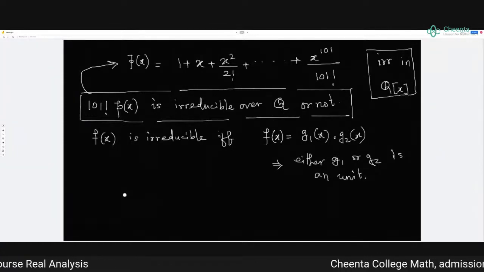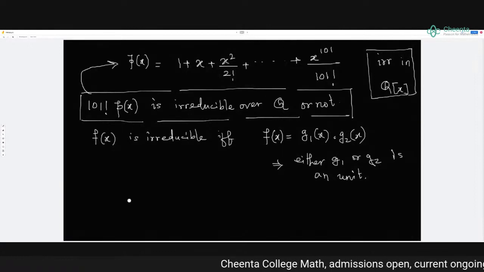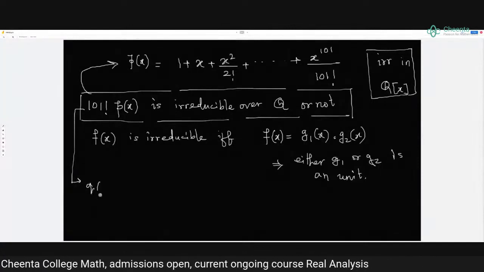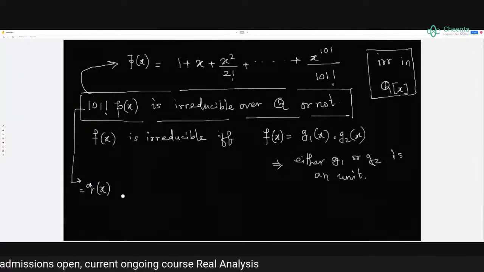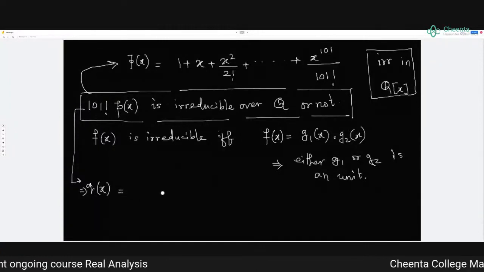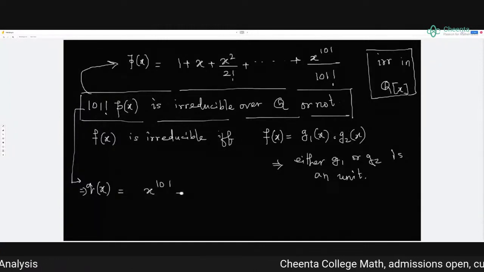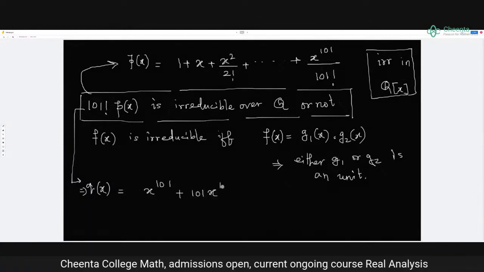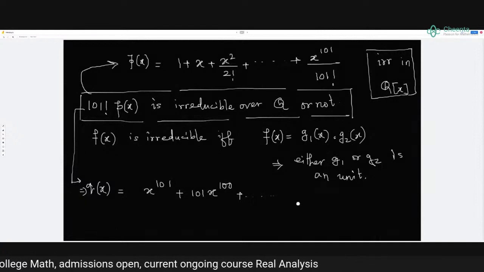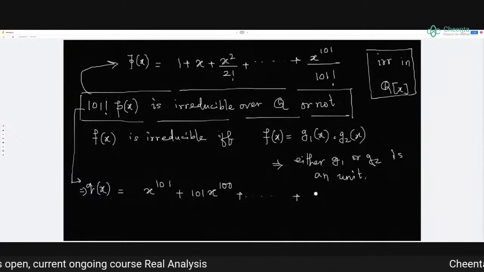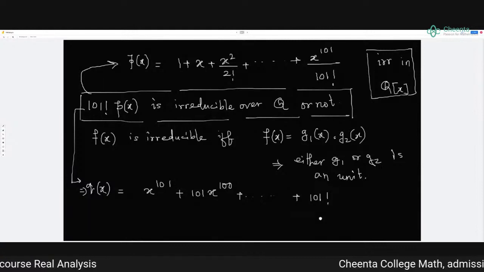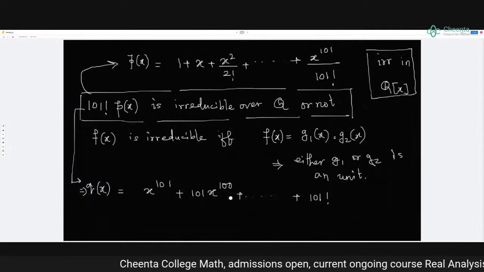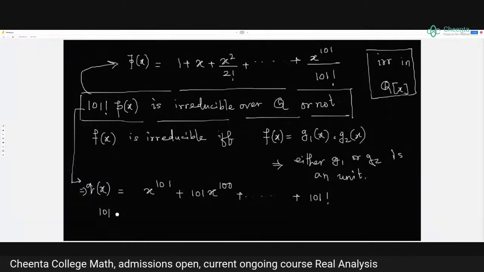So what is 101 factorial times P(x)? It is something like this. Let's call this Q(x). Q(x) is practically x to the power 101 plus 101 x to the power 100 plus dot dot dot, going on like this till 101 factorial. Now, if you look at it, 101 is a prime.